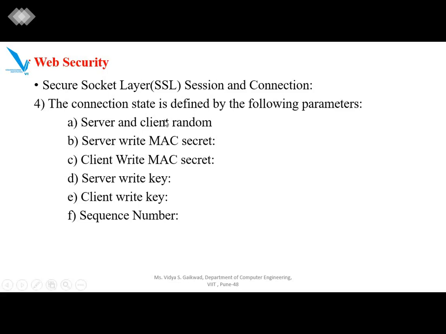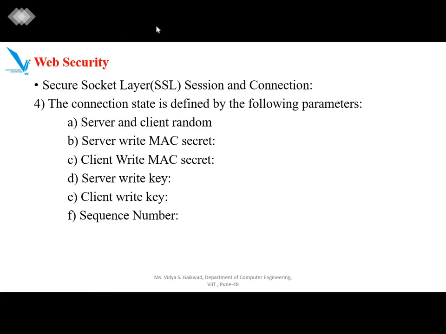Next are the connection states used in this SSL session and connection. The first state is server and client random. Second is server write MAC secret. Third is client write MAC secret. Next are server write key, client write key and sequence number. So let's see all these different connection states.